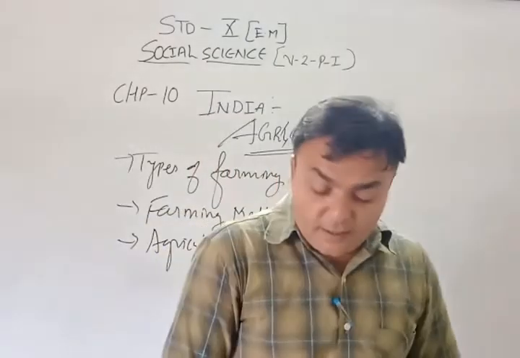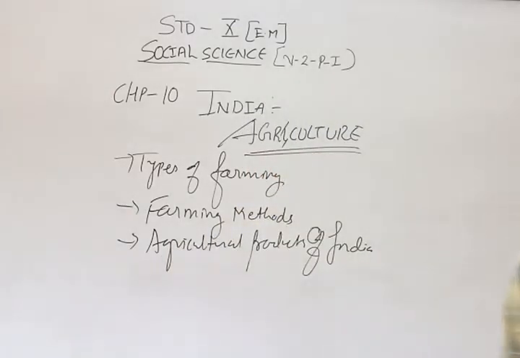You can see this crop on the map given on your page number 79. You can get the names that are there.